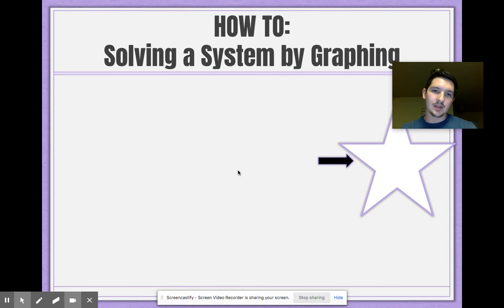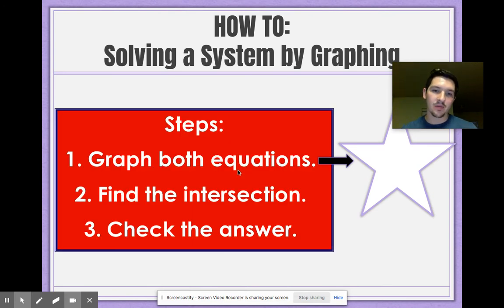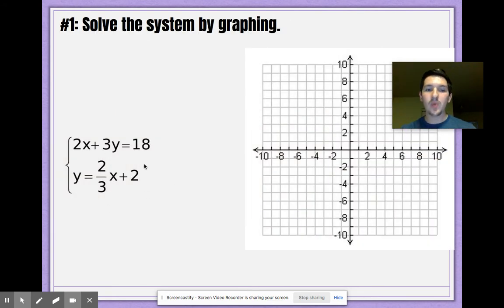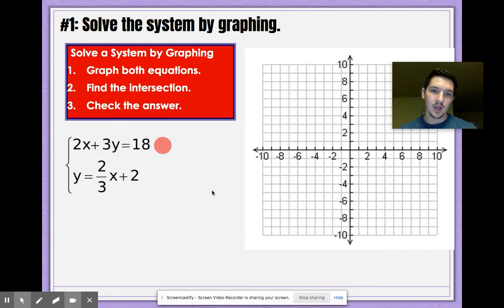So how do we graph these, and how do we find a solution? Here's how you graph systems of equations. Graph both equations, which we know how to do: plus or minus b on the y-axis, put a point, and then rise over run based off your slope. Find the intersection, check your answer. We always want to make sure that we solve for y first. In order to graph, we've learned to put in y equals mx plus b form first. So let's graph this first red line, and then we'll graph the blue line.